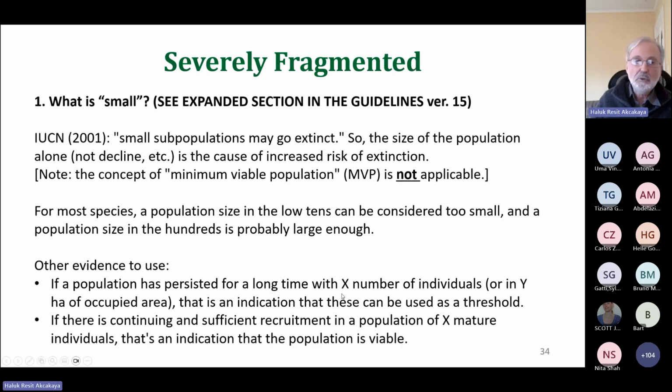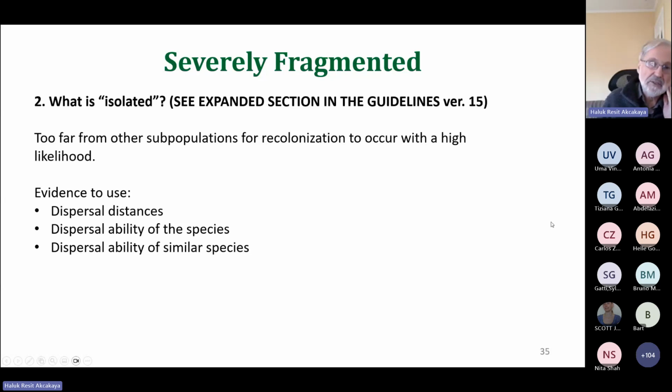And if there is continuing and sufficient recruitment in a population of X mature individuals, then again, that's an indication that that is a viable number. What is isolated is a bit complicated because the definition of subpopulation already says that it has limited dispersal, right? Limited genetic or demographic connectivity. Isolated population means that it has even less connectivity. It's too far from other populations for recolonization to occur with a high probability. And the evidence to use will be dispersal distances, dispersal ability of the species, and dispersal ability of similar species.